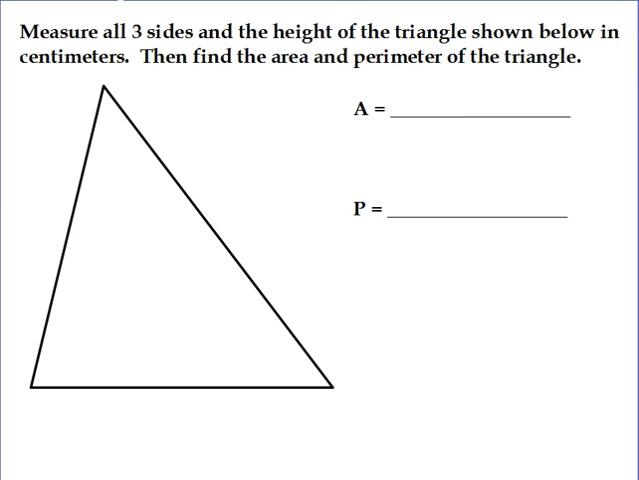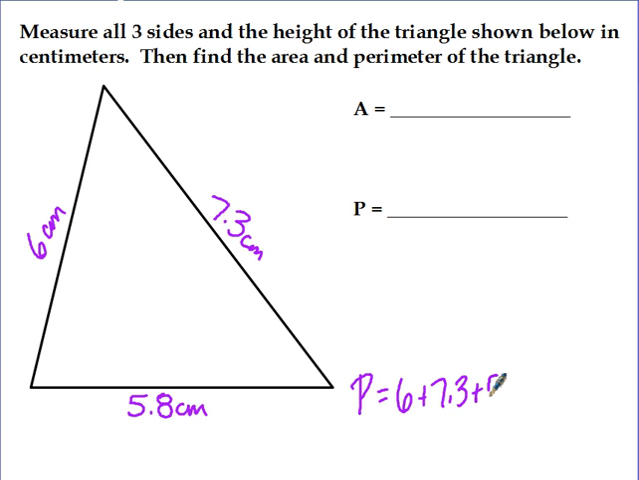So here's another one where you have to use a ruler. So we want to measure all three sides because that's going to give us our perimeter. So this side is 6 centimeters. This side is 7.3, and this bottom is 5.8. So let's just start with the perimeter, after you find all three sides, and that's going to be 19.1.